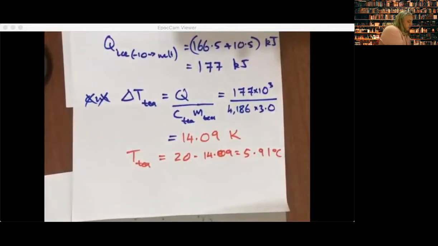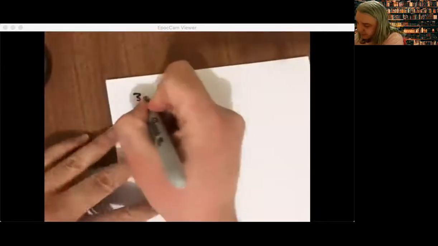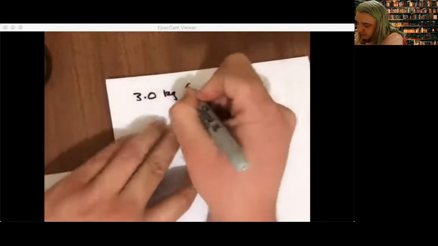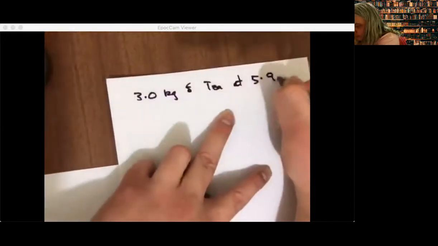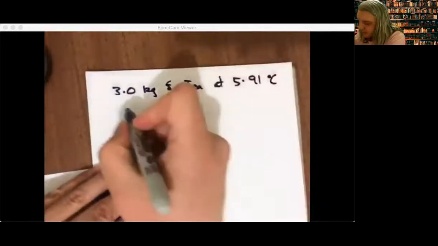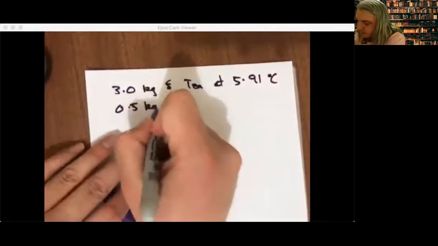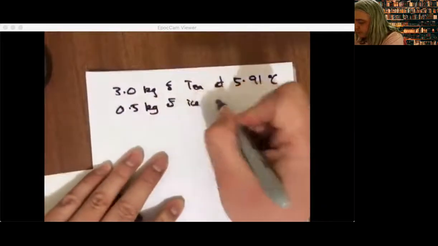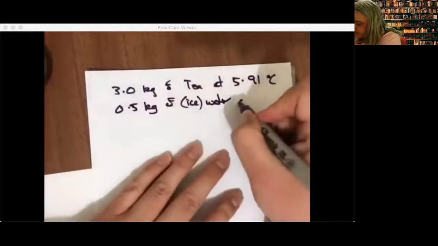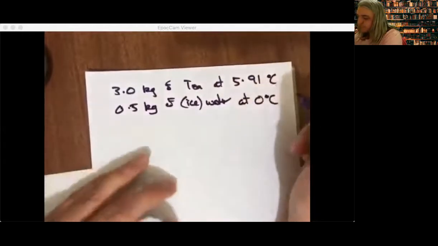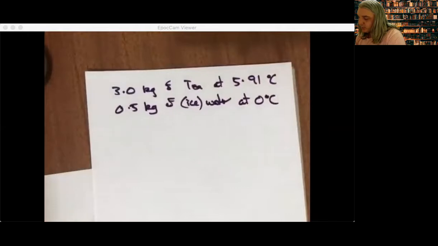At this point, I'll just write out what we've got now. We've got 3 kilograms of T at 5.91 degrees Celsius, and we've got 0.5 kilograms of water from the ice at 0 degrees C. And we want to know what their final temperature will be.